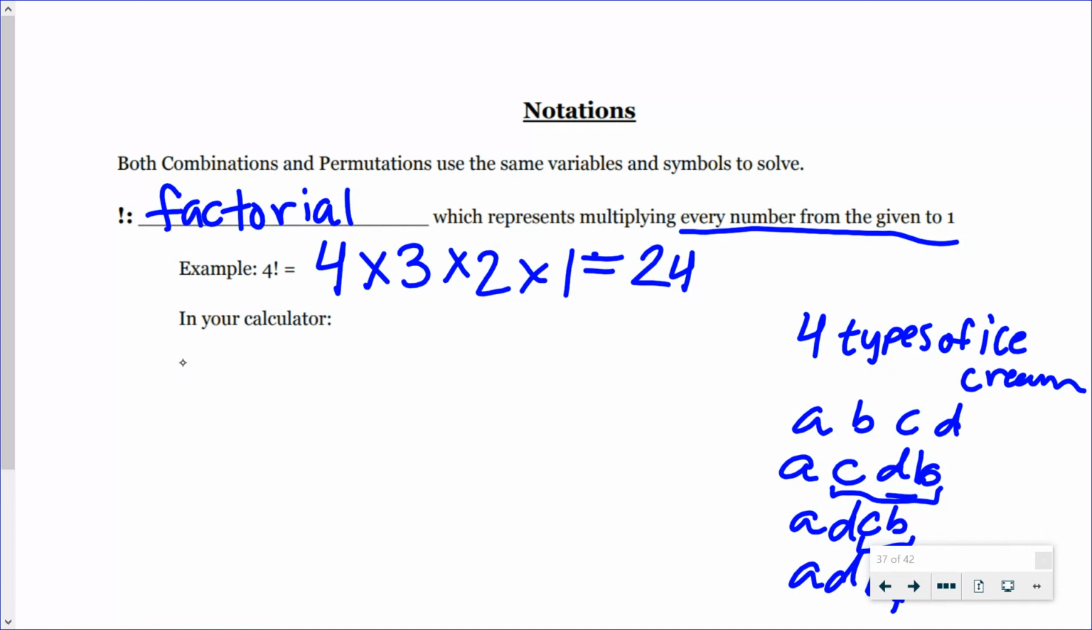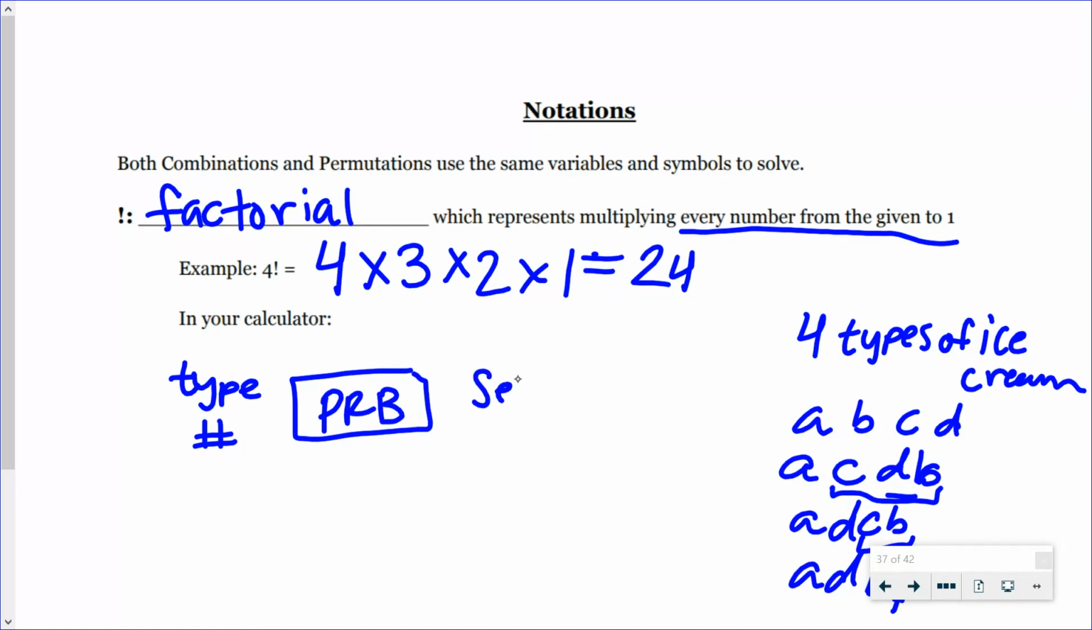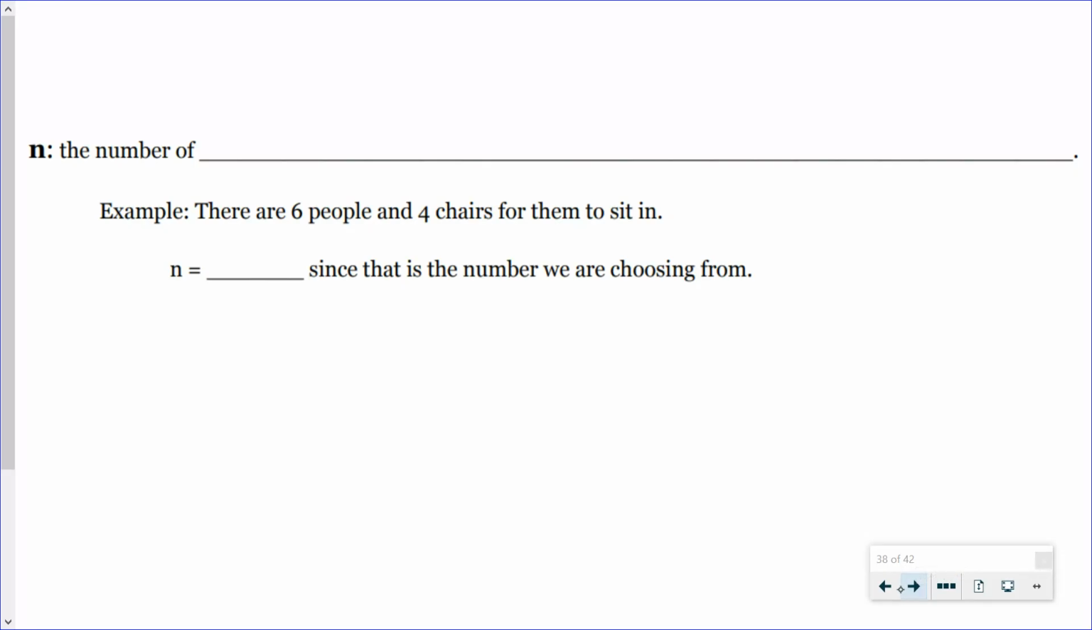In our calculator, what you're going to do is you're going to type the number, and then you're going to click a button that says PRB. That stands for probability. You're going to select the exclamation point, and then you're going to hit enter, and it will solve this for you instead of you having to type out the whole thing. So that's a factorial, and we'll see those show up in just a minute.